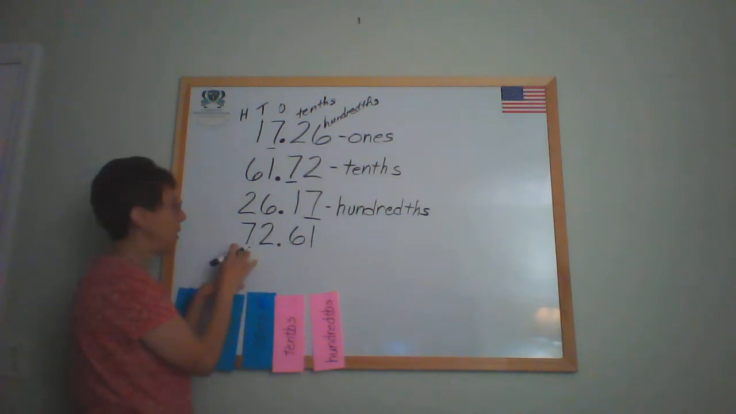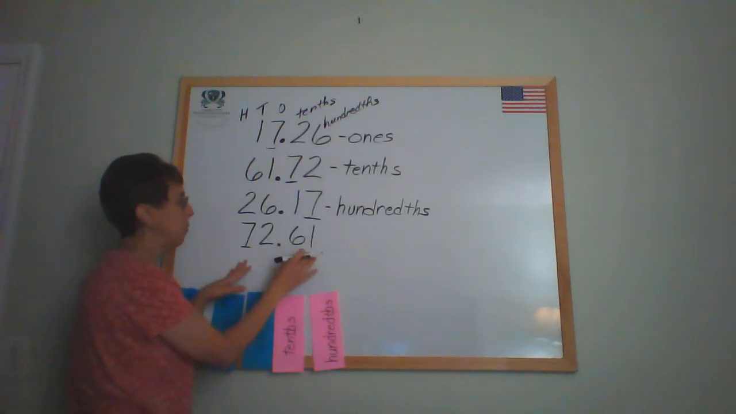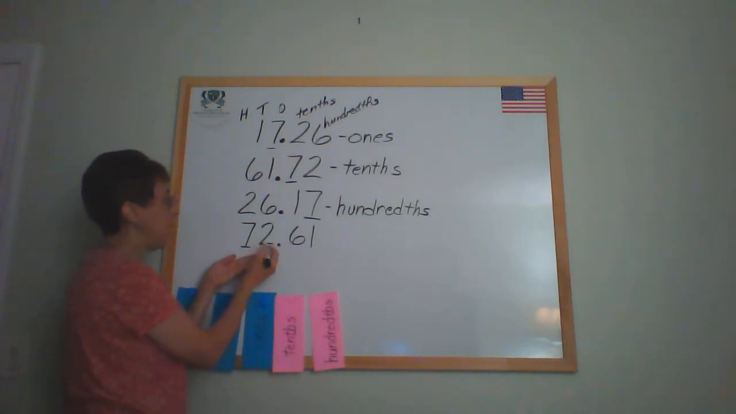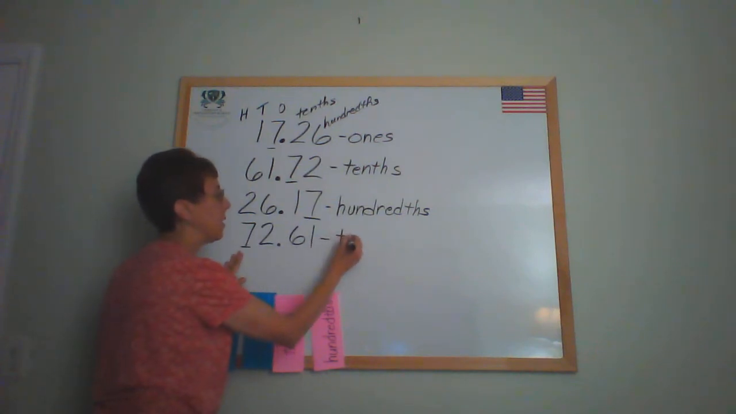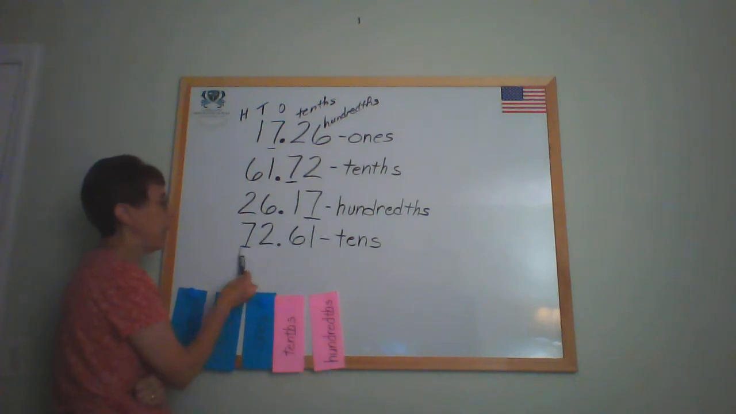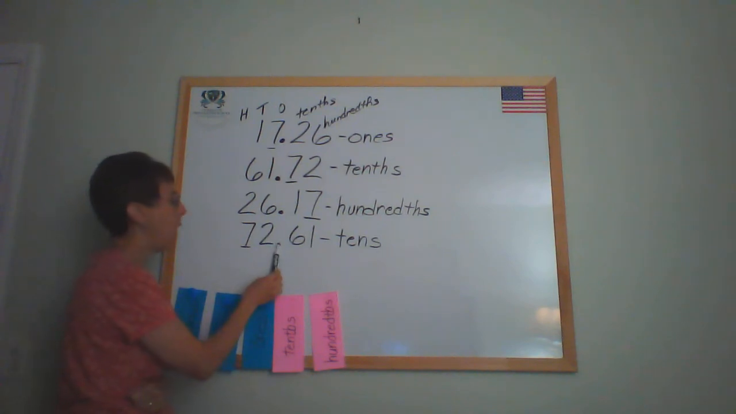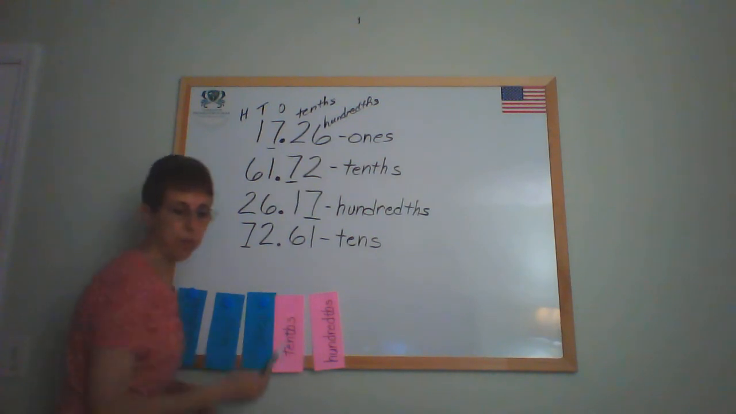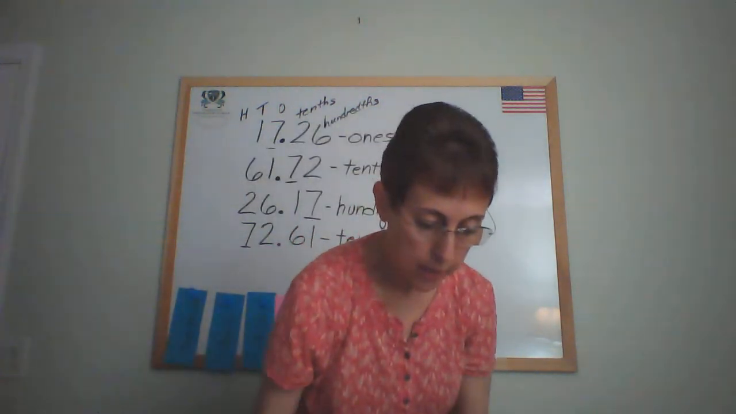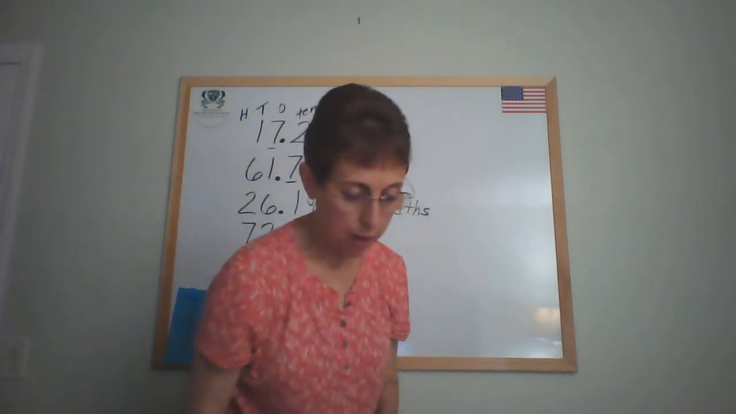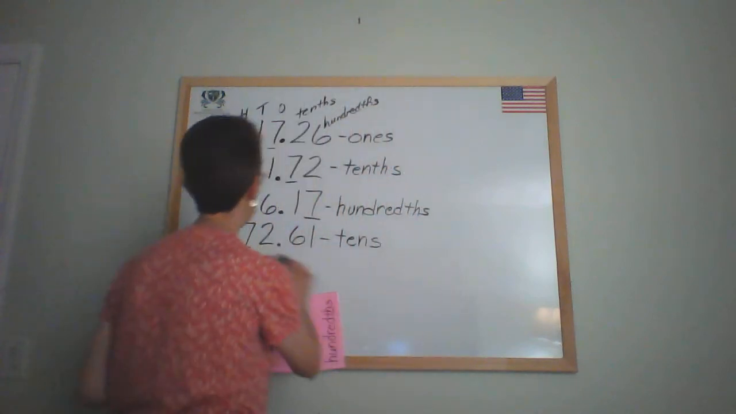And then in D, we have 72 and 61 hundredths. We're looking at the 7 here, which is part of your whole number. And the 7 is in the tens place. Okay? So again, you have to the left of the decimal point, ones, tens, hundreds, and so on. And to the right of the decimal point, you have tenths, hundredths. Okay? The next portion of the practice asks which digit is in the tenths place in these numbers.